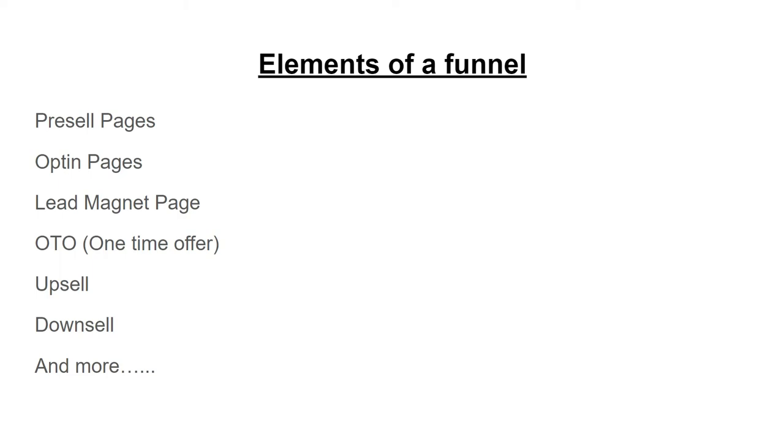Then comes the downselling. Now downselling is not used that much, but downselling means whenever you have upsold a person and that person has said no, then you downsell to that particular person. And again, there are 100 different types of other elements which are involved in the funnel, but we'll take a look into the most essential ones.